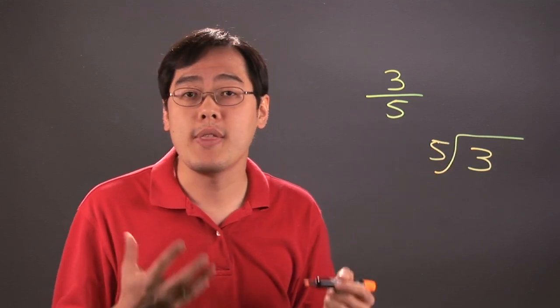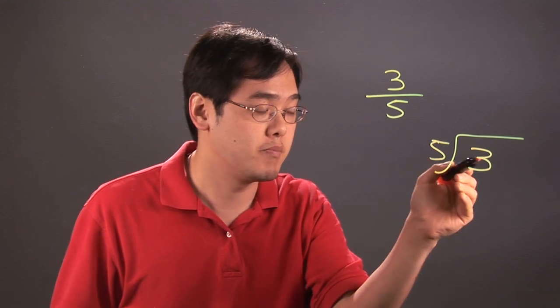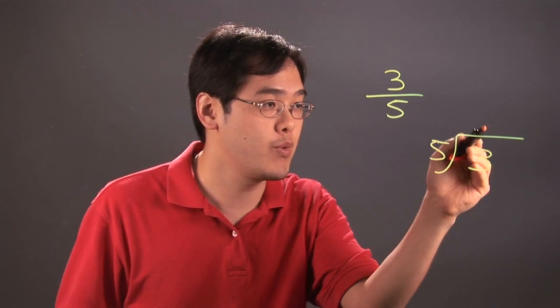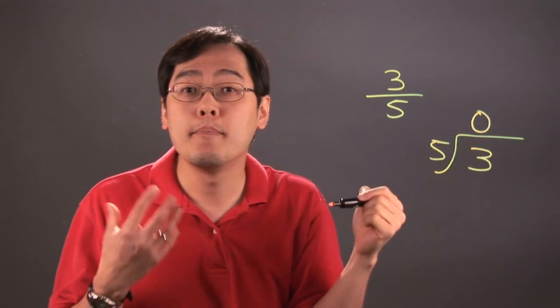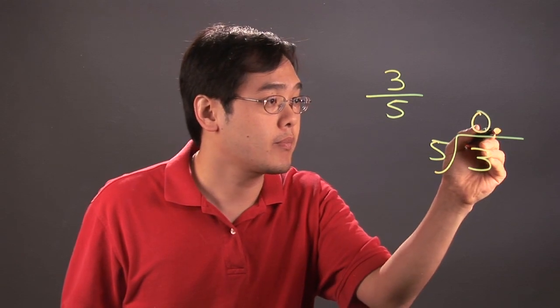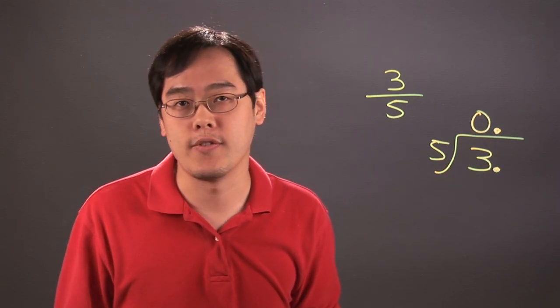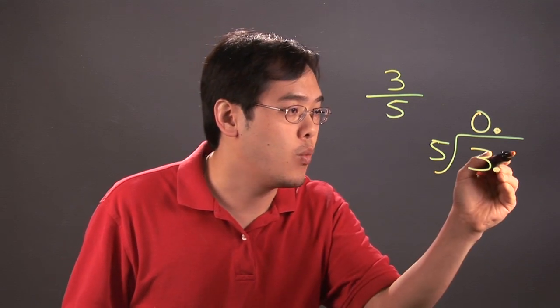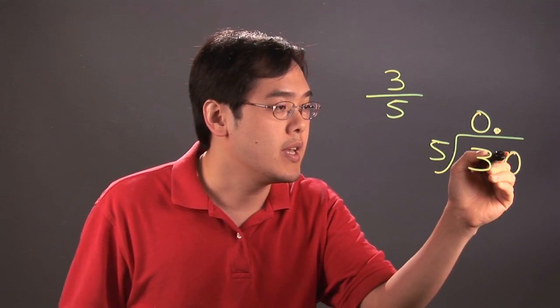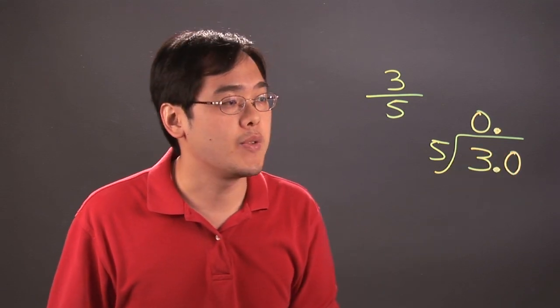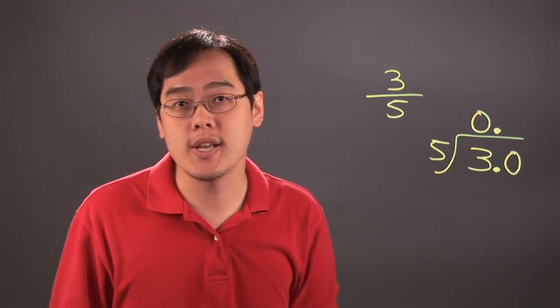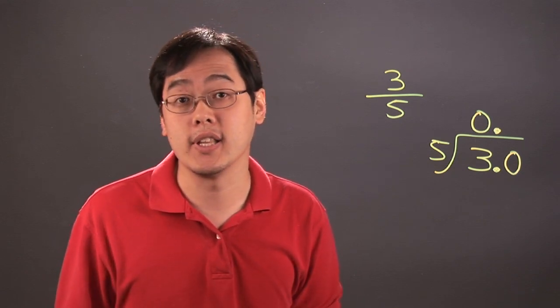Now, since we know that the answer is going to be less than 1, and this makes sense when you think about it, 5 does not go into 3, so you know it's going to be 0 point something. So you always want to line up the decimal so that you don't lose sight of your final answer. Now, after that, you want to put zeros within the division so that you will add zeros when necessary until you divide evenly, if possible.